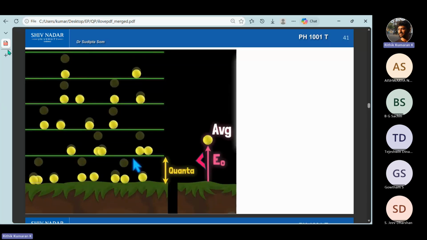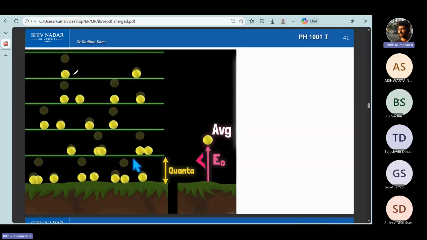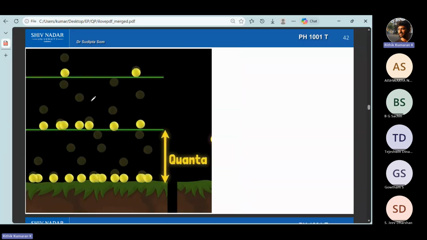So as you can see, these are in between these energy shells. As Planck states, it should not exist. So everything settled down to the shells, as you can see. So this is a perfect energy structure, as you can see.